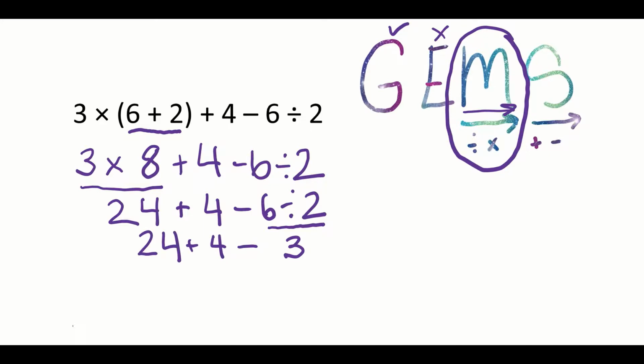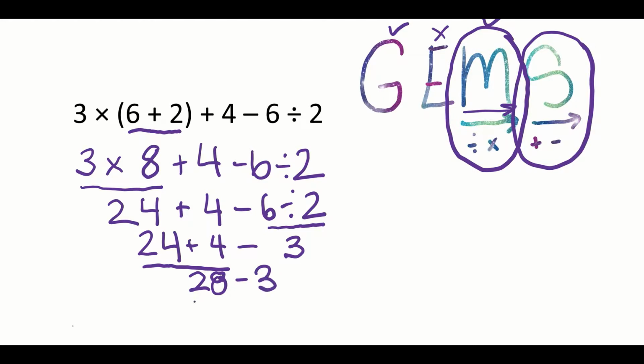I have no more multiplication and division, so I can move on to looking for addition and subtraction now. Looking left to right, just like I read. Looking for addition or subtraction. Here we go. Oop, there you are. 24 plus 4, 28, minus 3. Simplify to get my answer.